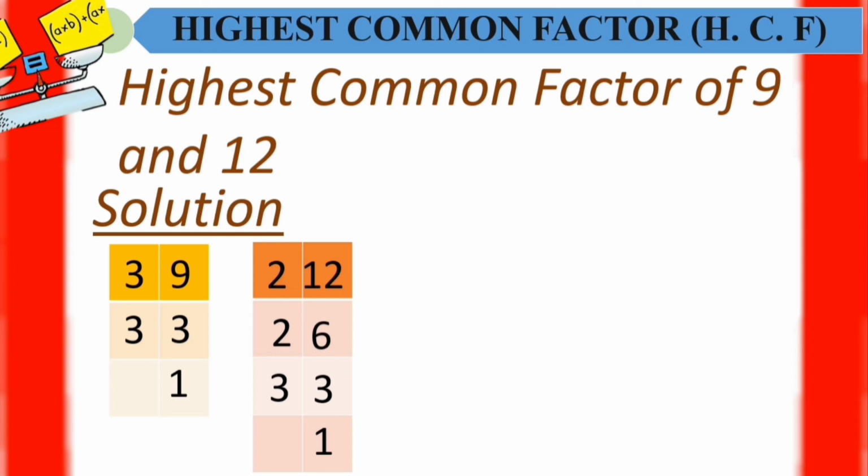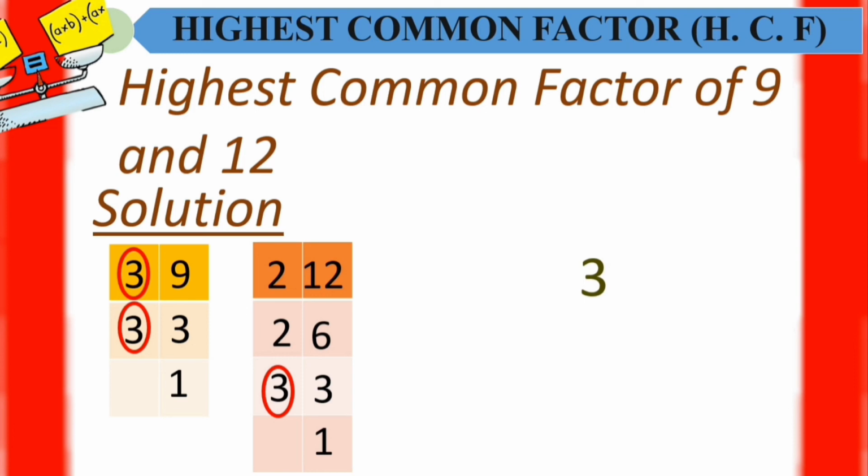Now, check the factors of 9 on this side, and we also check the factors of 12 on this side, and see which numbers are common between these factors. The first number on this side is 3, so we check on this other side, is there 3? Yes, of course there is 3, so we write down 3. The next number is 3 here. We check this way, is there another 3 here?